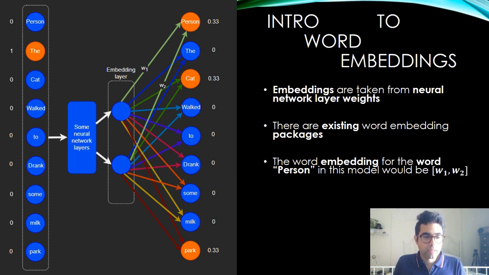The orange highlighted nodes would be an example data point. So considering the word the, possible subsequent words may be person, cat, and park, and here it may be assumed that the words person, cat, and park are equally likely to possibly occur after the word the.